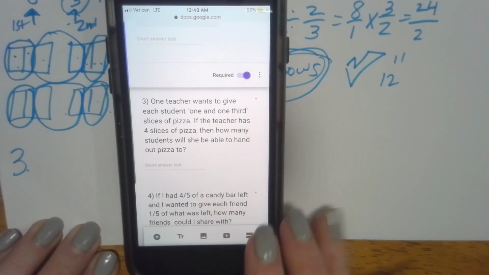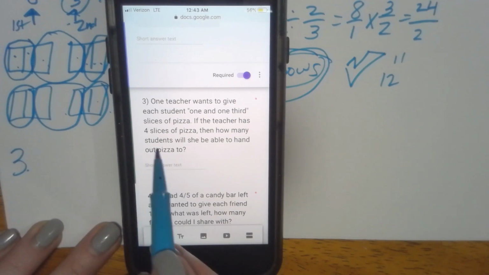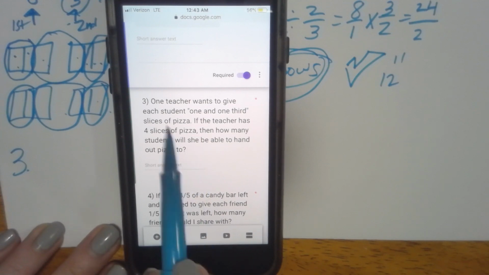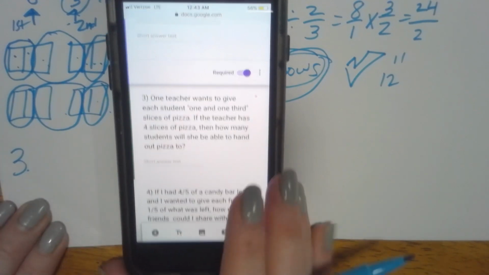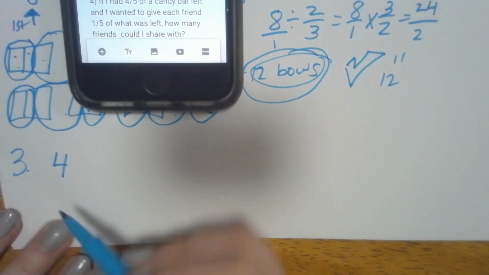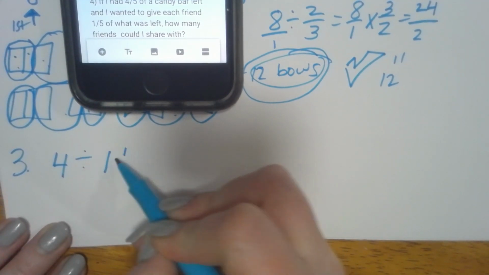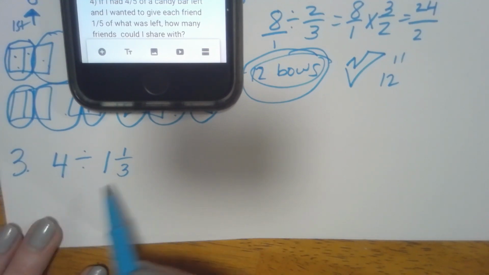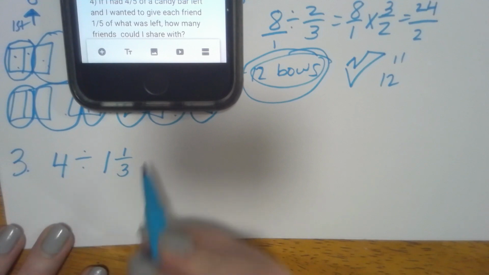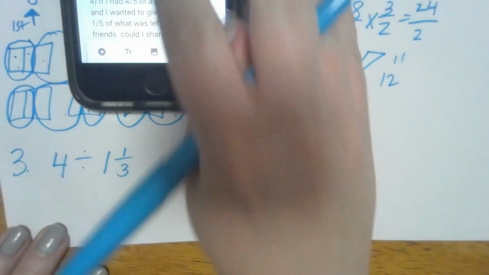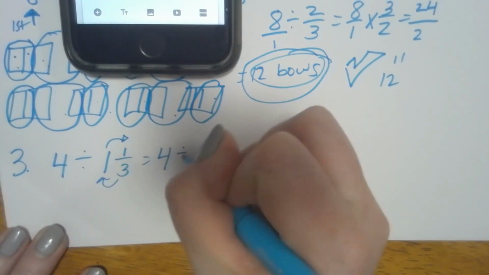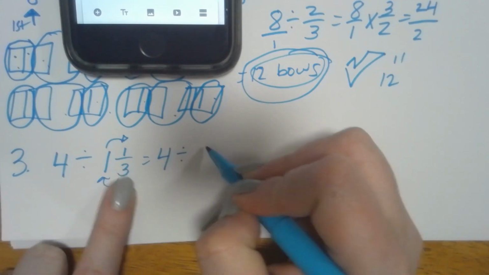We're wondering how many students, that's our question. Math words, if she'll be able to hand out to, that kind of tells us we're dividing again. Evaluate it, just divide and solve. So she has 4 slices that she wants to share into 1 1/3. Alright, so this one looks a little different. It's going to be the same process, we just have to do one extra step. We need to change this to an improper fraction. Multiply, add. So now we're going to have 4 divided by 3 times 1 is 3, plus 1, 4/3. Okay, and now everything is just the same.